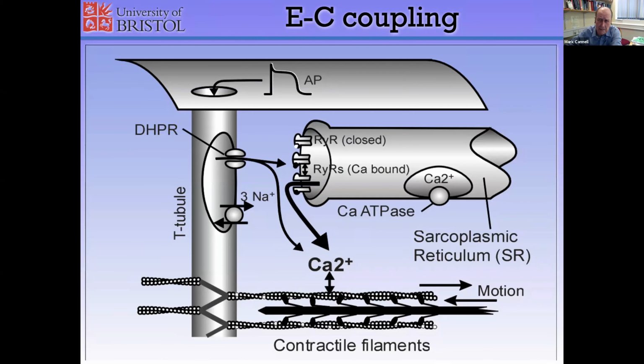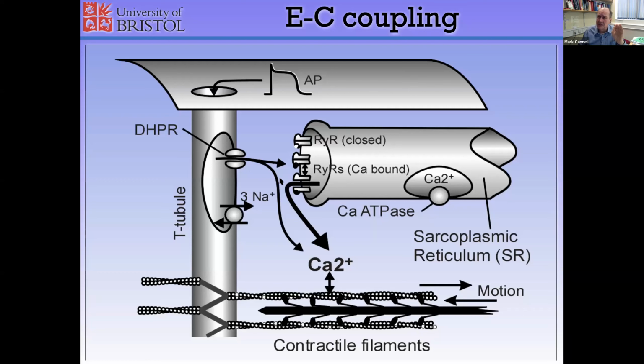So our view of EC coupling is this. It seems quite straightforward on the face of it. You have an action potential in the surface membrane of this cell. It propagates through the t-tubules, which are extensions of the surface membrane. And there it opens L-type calcium channels or dihydropyridine receptors. And this allows a little bit of calcium to come into the cell.